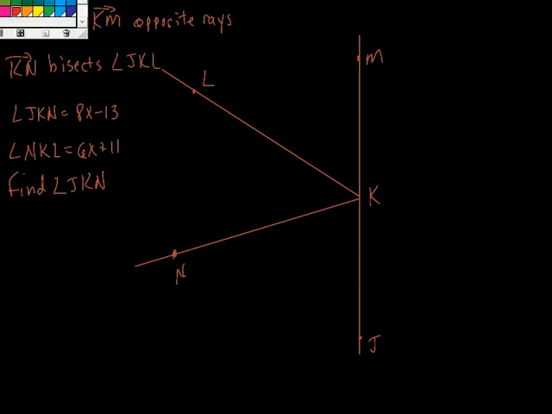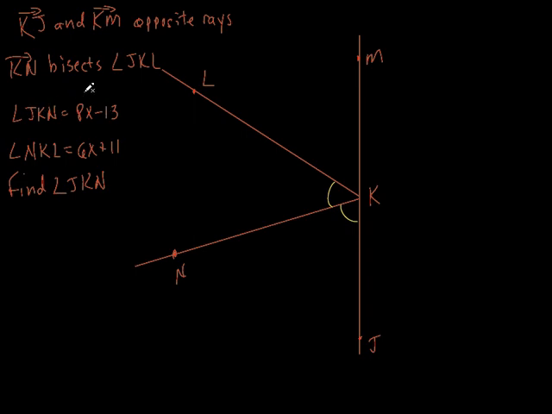KN bisects. Let's do this in another color here. KN, ray KN. Where's KN? Right here. KN bisects angle JKL. Let's find JKL. JKL is this whole thing right here. That's JKL. But this ray, it bisects this angle. So what do you think might be true here? That these two angles right here are what? Are equal to each other. Okay, so or congruent, right. And so we'll put little arcs there to show that they're congruent. Is that all right?